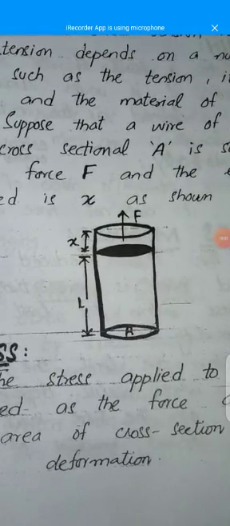Now the next question is: define and explain stress, strain and Young modulus. A wire under tension will be extended. Its extension depends on a number of factors such as the tension, its diameter, length and the material of the wire. Suppose a wire of length L and cross-sectional area A is stretched by a force F and the extension produced is x, as shown in the figure below. Look at this: this is the length, force, area, length and the extension.